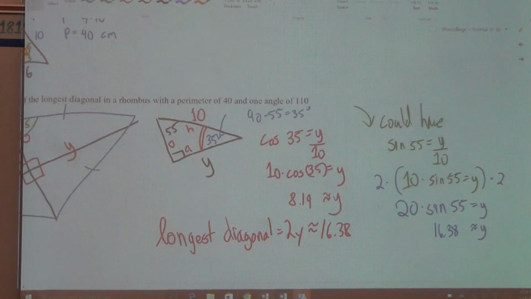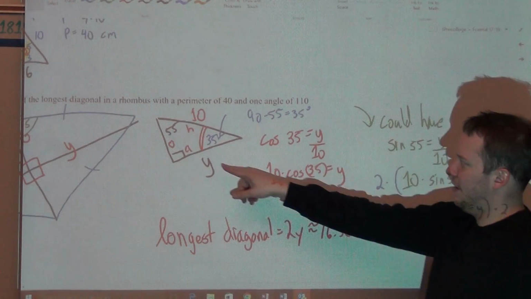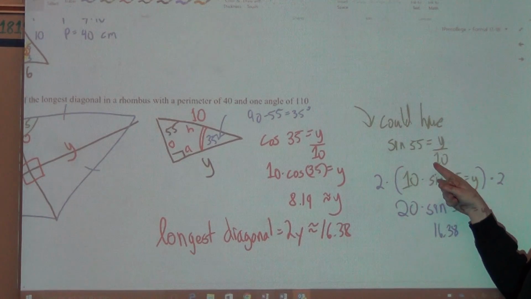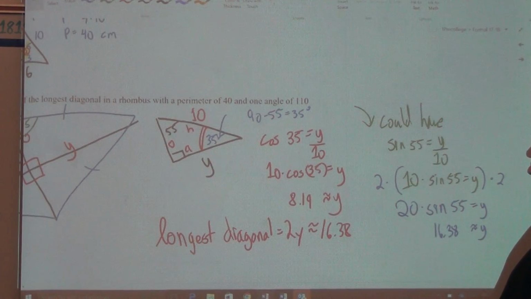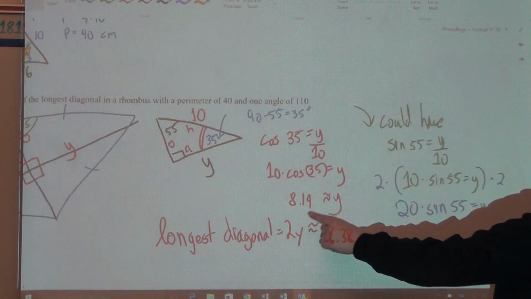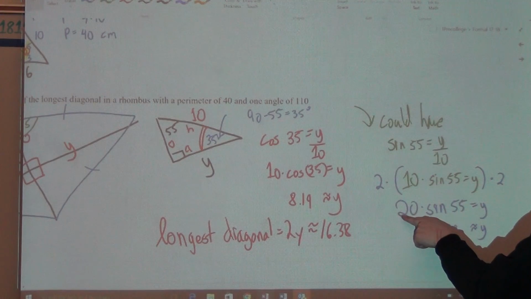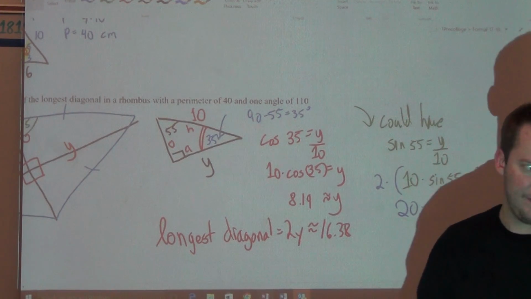If you did everything the same, but you'd really like to use the perspective of 55, then the O and the A flip places, and we would be looking at the sine function: sine of 55 is y over 10. And I've shown the algebra a little bit different here as well. Instead of getting about 8.19, then multiplying by 2, I've absorbed my 2 as 20 times the sine of 55 and got an answer of 16.38 as my longest diagonal.